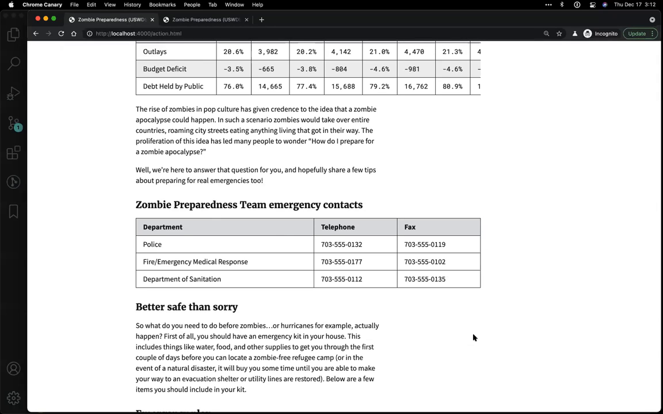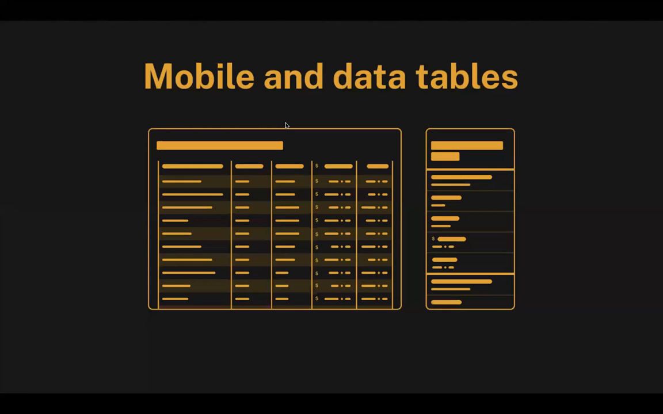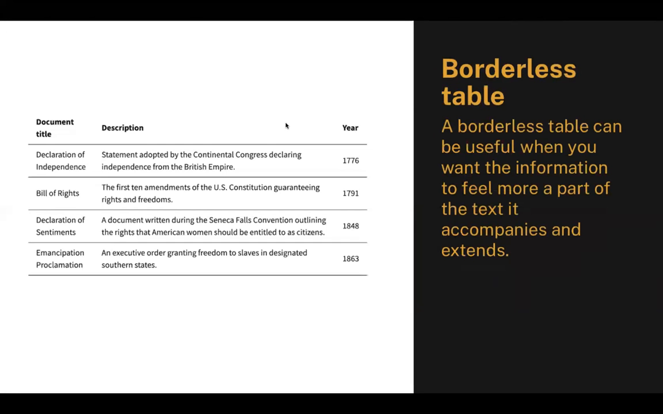And so I'll come back and jump in a little bit more into some of these tables and the variants that we have. So we've always had a borderless table. We still do. A borderless table can be useful when you want the information to feel more part of the text that it accompanies and extends, and it reduces the visual barrier between the table and the content.